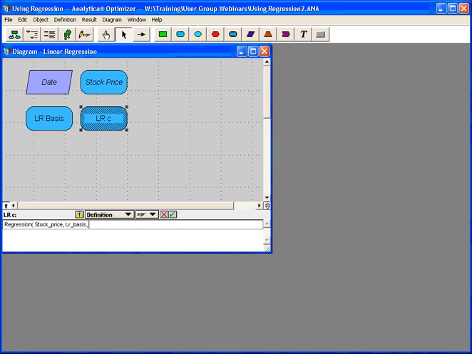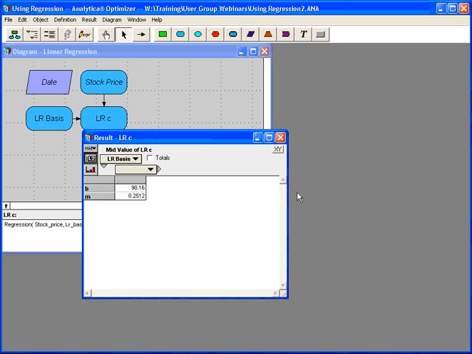Then we need the indexes. So we need the index that indexes the data, and we need the index that indexes the basis. Since I made the basis a self-indexed table, that index is LR basis. Okay? And so I can evaluate that, and we can see the y-intercept and slope that's computed there. Okay? So basically Apple Computer is increasing about 25 cents per day is what that's showing us.